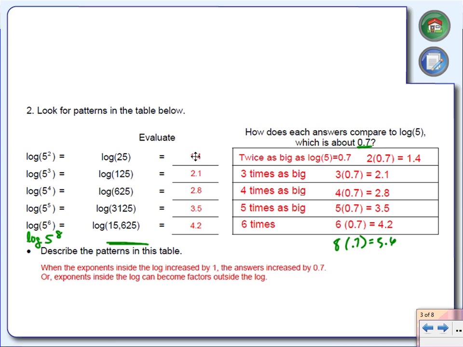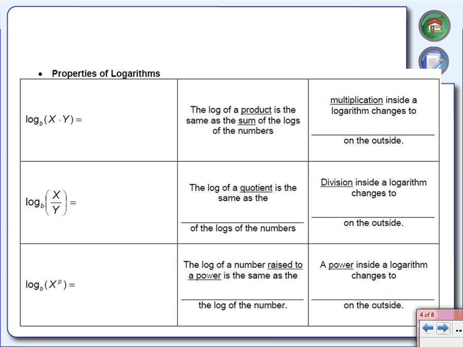All right, so what we're going to do on the next page is we're going to summarize what we just found out on this first page. All right, so turn the page, and let's summarize what we just found out. So here's the first one.